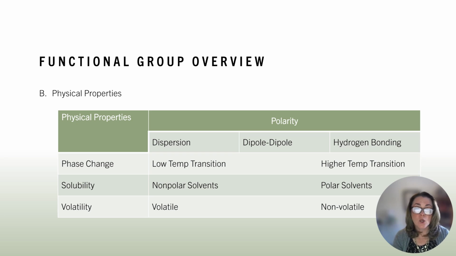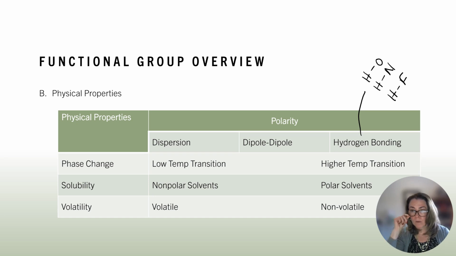All right, so what we're going to be looking at is the polarity. So if something is nonpolar, the only intermolecular force it is going to have will be dispersion forces. If it is polar, it'll either have dipole-dipole interactions or hydrogen bonding. Remember that hydrogen bonding is going to happen if you have a compound where you have a hydrogen bonded to an oxygen, hydrogen bonded to a nitrogen, or a hydrogen bonded to a fluorine.